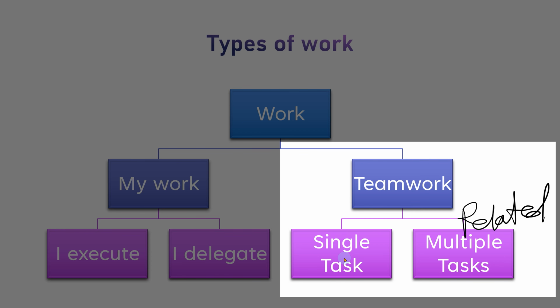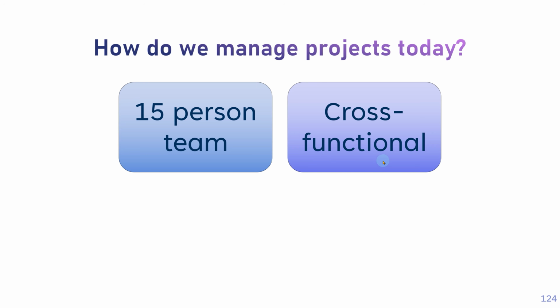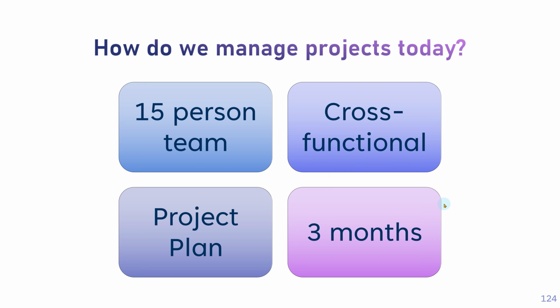One task, multiple people involved. But what about multiple tasks and multiple people involved? That's another type of teamwork. Those are typically called projects. How do we manage them? We have a team, a cross-functional team, a long list of things to be done, and a deadline.